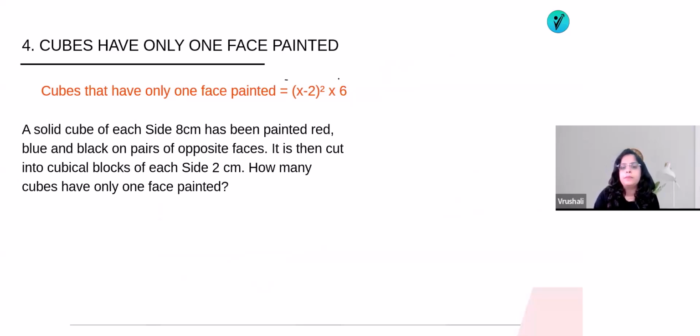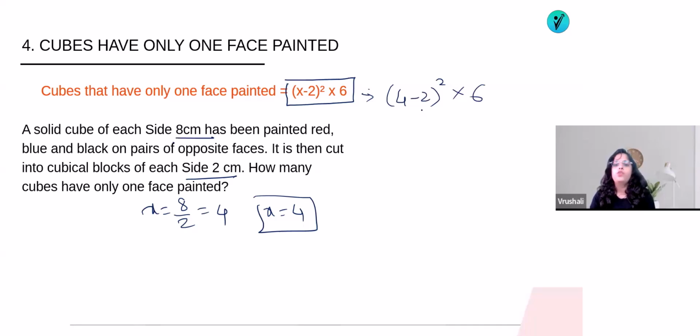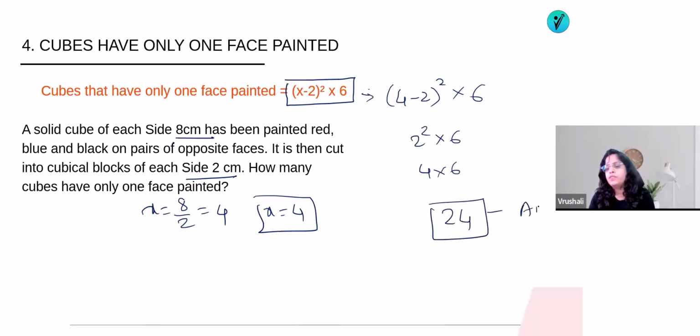For this one face painted, we have the formula (x minus 2) whole square into 6. Now a solid cube is 8 centimeter and we know that it has been divided into 2 centimeter blocks. So x was 8 by 2, which means 4. So the value of x is 4. So what will be the number of cubes which have only one face painted? X minus 2, that means 4 minus 2, whole square, into 6. So 4 minus 2 is 2, square, into 6. That means 4 into 6. So there will be 24 cubes which have only one face painted.